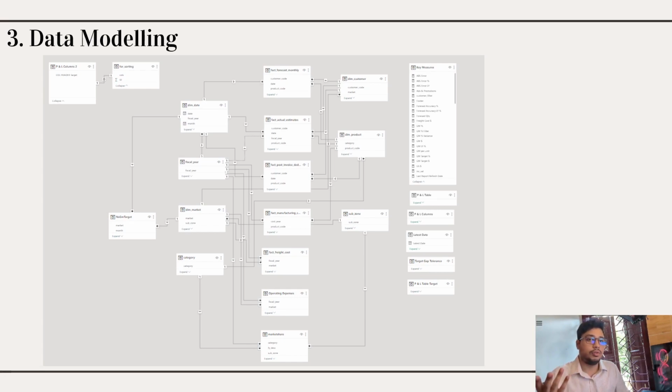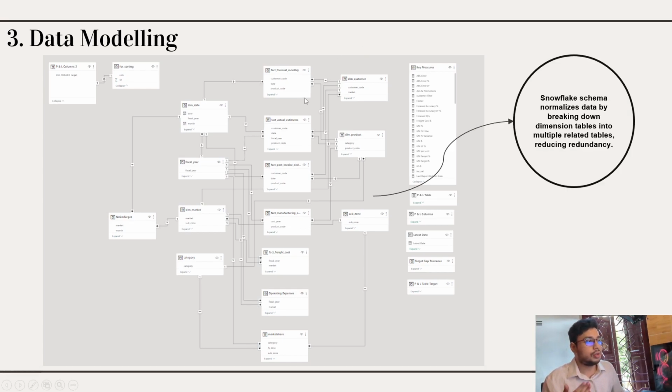So let me talk about the Snowflake schema again. As you can see, in the Snowflake schema all the fact tables are in the middle, and the fact tables are connected with the different dimension tables. As we have many different fact tables, we put all of them in the middle. We have forecast monthly, actual estimates, post invoice deduction, manufacturing cost, and others. And you can see all the fact tables are connected with the dimension tables.